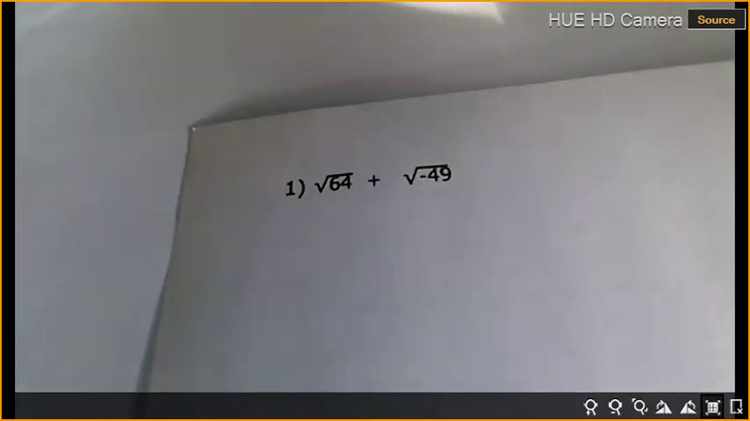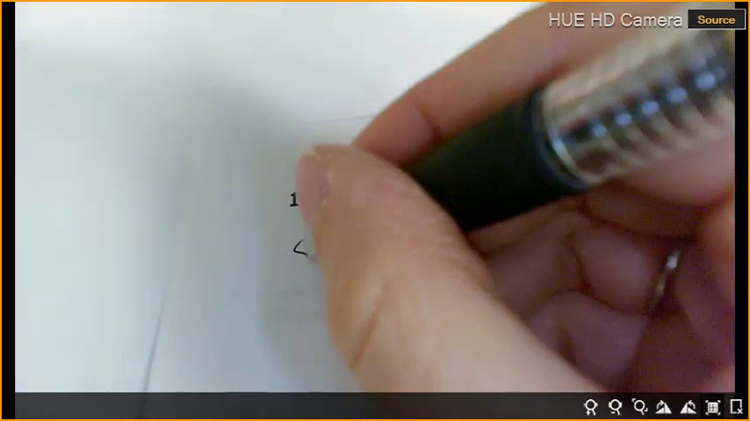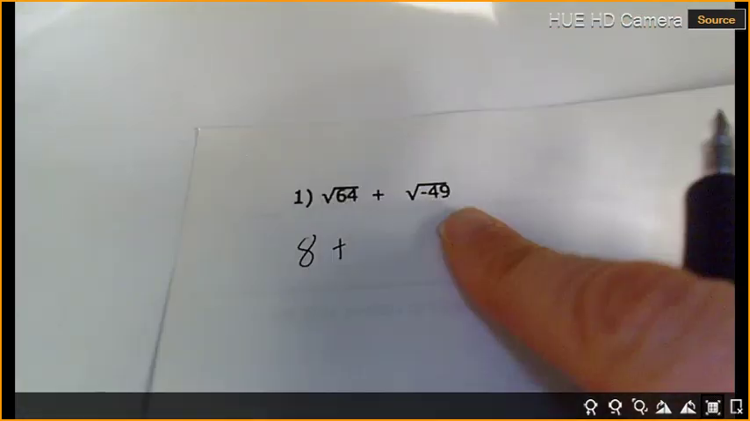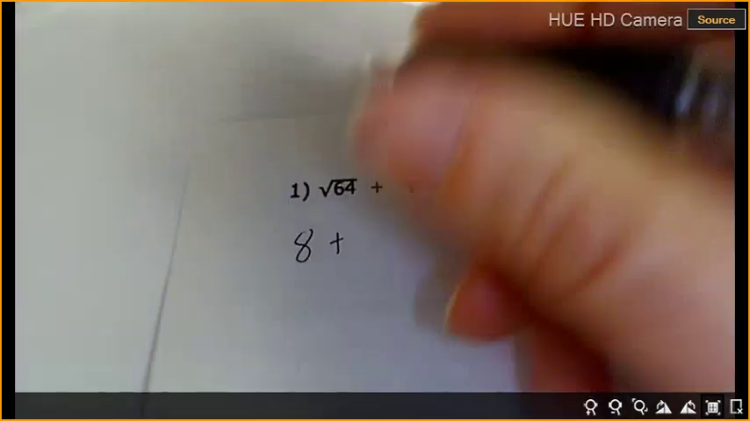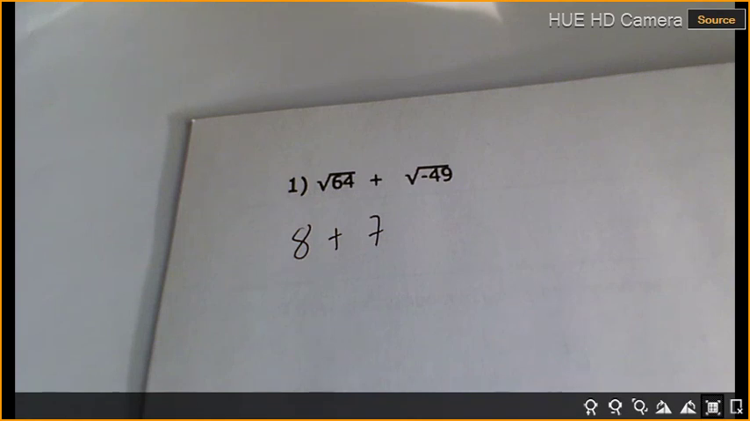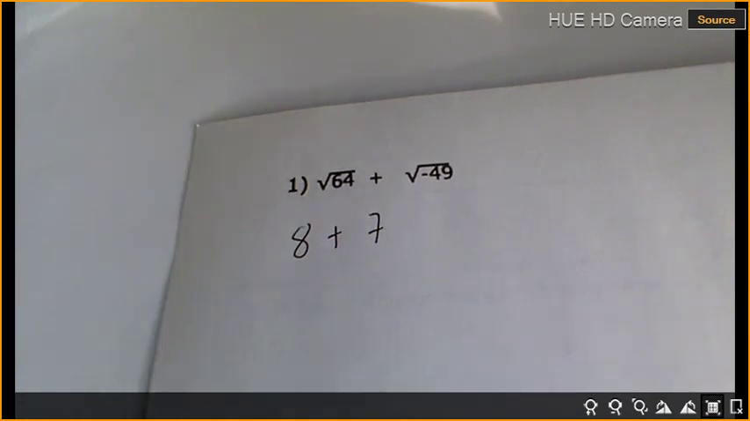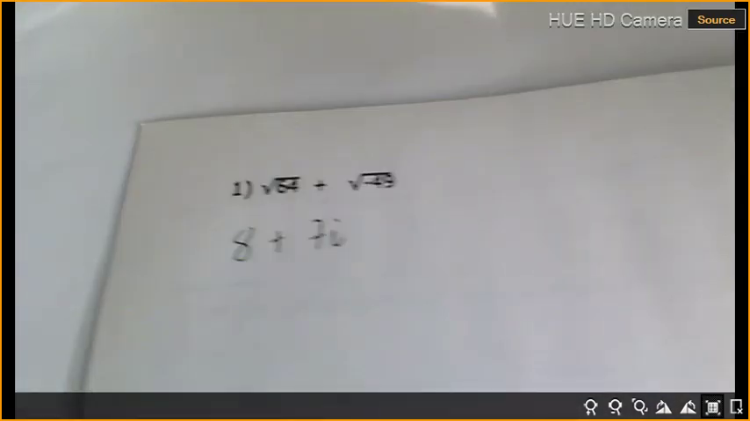Okay, what's the square root of 64? 8. Okay, now we have negative 49. So what's the square root of 49? 7. 7, right? Don't think about the negative. And then it has a negative there, so what do I need to have next to the 7? An i. Now, I'm going to back up and show all the work.